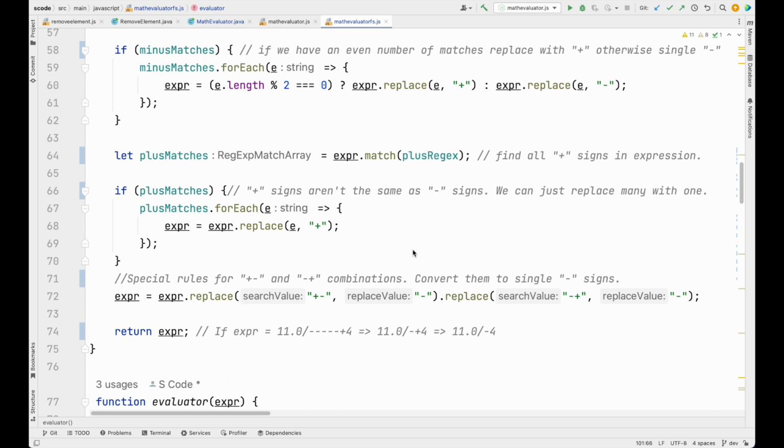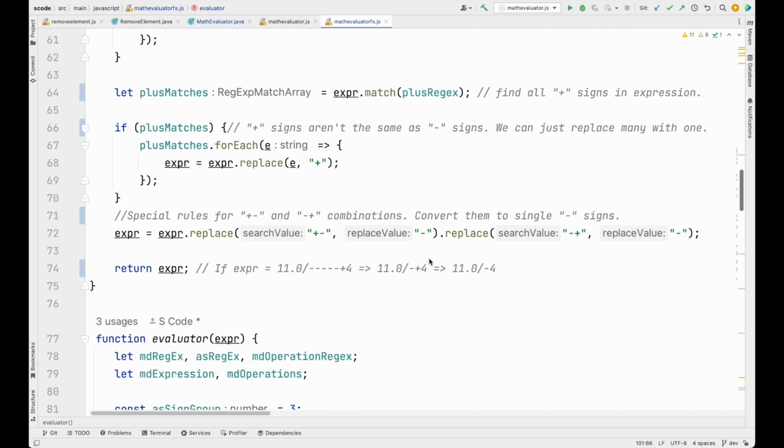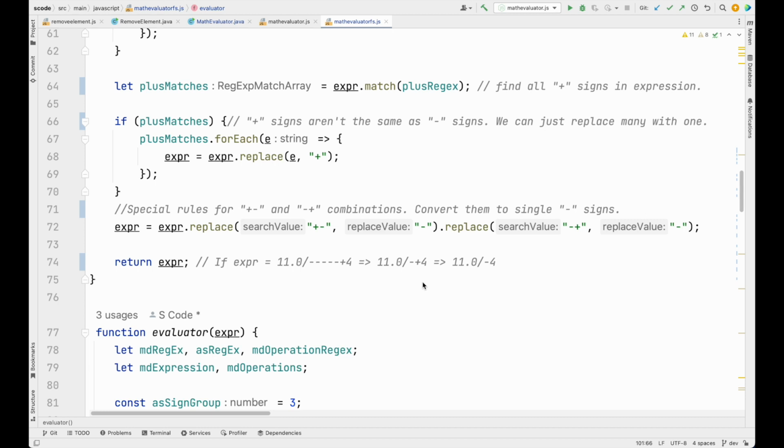Now, the plus matches that you see here, it's doing the same thing that we saw above with the minus matches, except that we're looking for plus signs. And it has some of the same logic, except that plus signs are a little bit different since we don't necessarily care whether or not we have an even number of plus signs or an odd number of plus signs. We can always reduce 2 or more consecutive plus signs with just a single plus sign. And now we have special rules for when we have plus minus and minus plus combinations. We can always just reduce those to a single minus sign. And then we return our reduced expression.